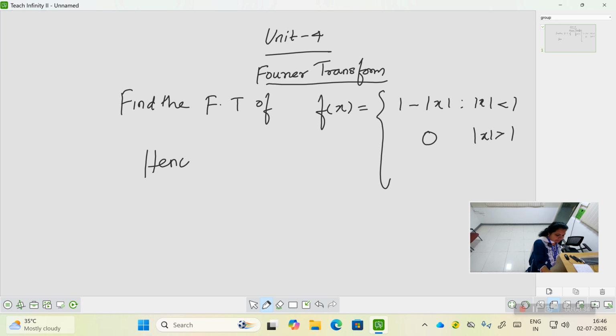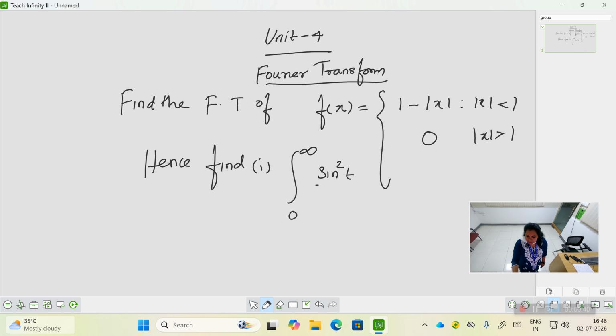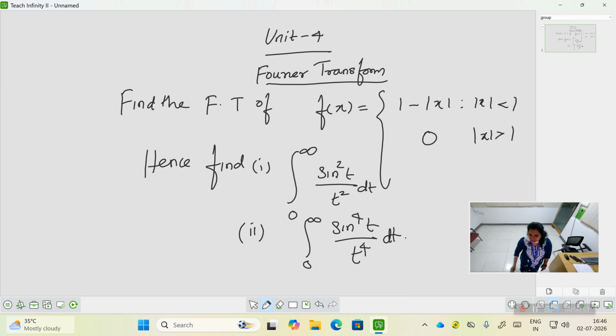Hence, find the integral from 0 to infinity of sin²t / t² dt, and one more subdivision, the integral from 0 to infinity of sin⁴t / t⁴ dt. So, solution.